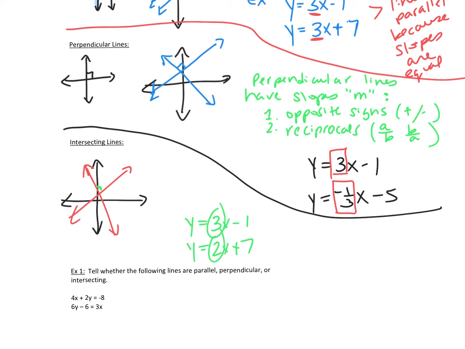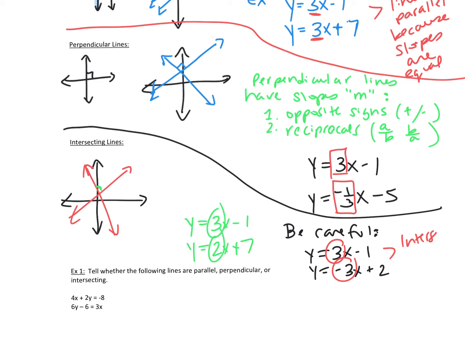Also be careful that sometimes you'll see examples like this on homework and on tests, like y equals 3x minus 1, and then y equals negative 3x, plus whatever, plus 2. These slope values are opposite signs, but they're not reciprocals. Because they're only opposite signs, that means they are intersecting lines. They are not perpendicular.